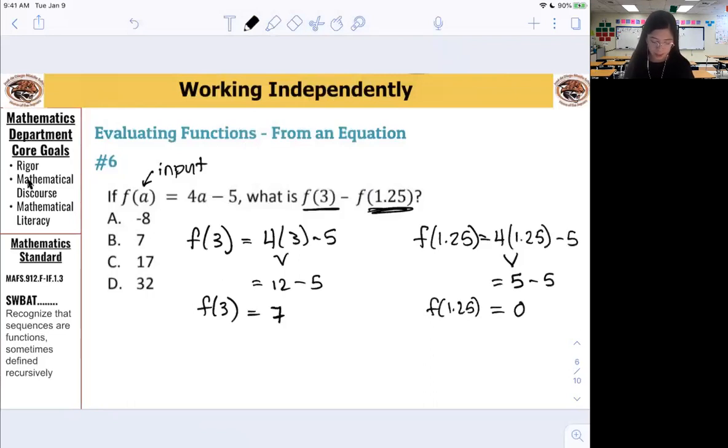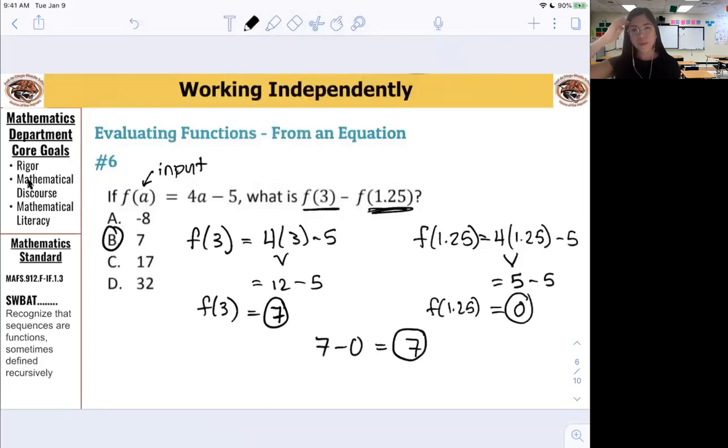Now I get to subtract. I'm going to do f of 3, which is 7, and f of 1.25, which is 0, and I need to subtract them. So I get 7 as my final answer, which is B. So not only do you have to evaluate, you have to sometimes do an extra step like we did at the end, which is to subtract.